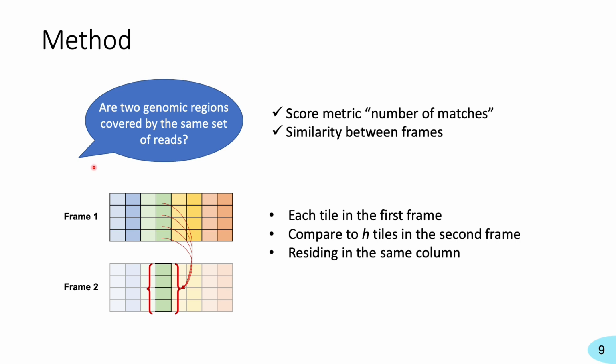In order to answer the question of whether 2 genomic regions are covered by the same set of reads, we define a score metric called the number of matches that captures the similarity between any 2 frames of interest. And it's calculated such that each tile in the first frame is compared to H tiles in the second frame residing in the same column, and it's incremented if there is at least one equal value to the examining tile in the corresponding column of frame 2.